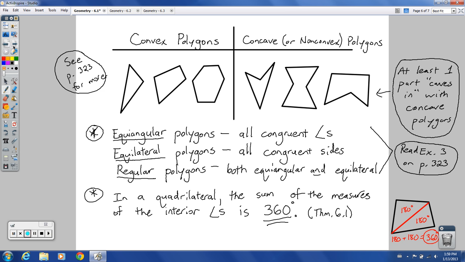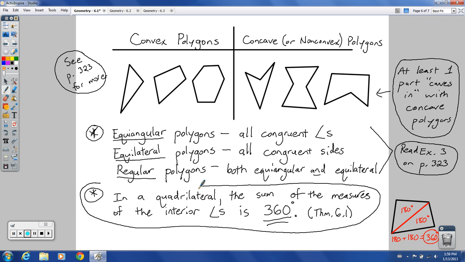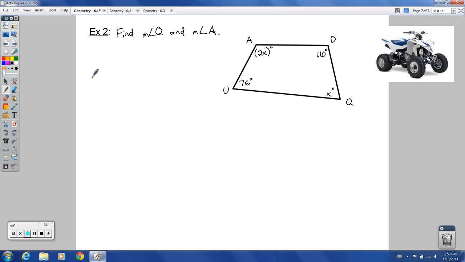So remember what we just said back here. This is theorem 6.1. Why don't we even circle this? This is really important. So we gotta know this, that any quadrilateral is going to add up to 360, the interior measures. So based on that, it's pretty easy to set up an equation, I think. So by theorem 6.1, we can say that the measure of Q plus U plus A plus D, that's going to be 360. So we can just say x plus 76 plus 2x plus 110 equals 360 degrees.